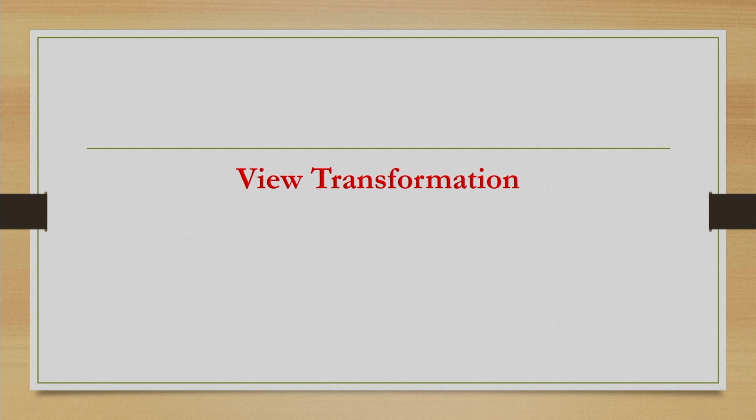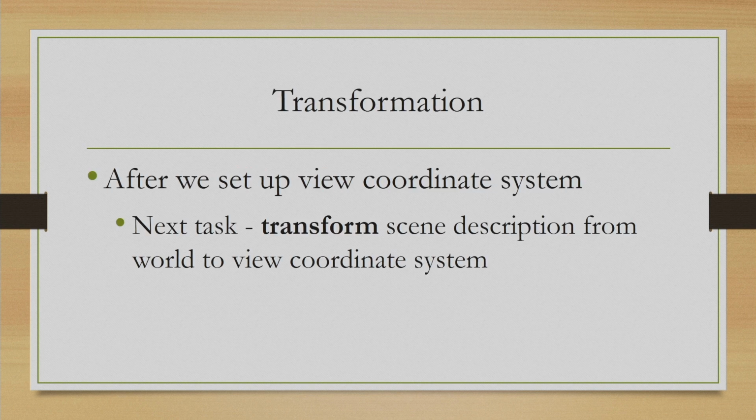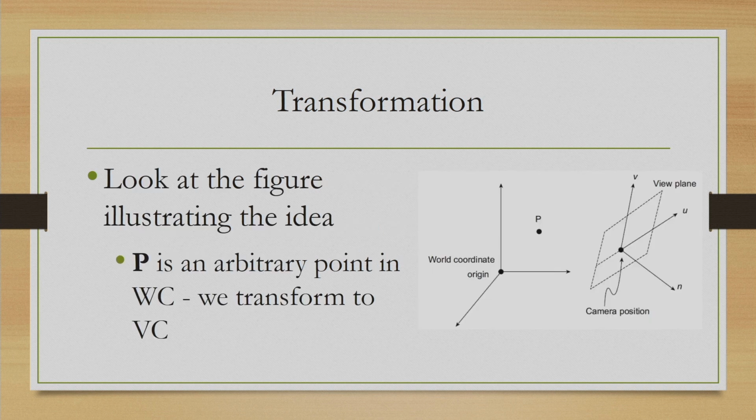Now, once the coordinate system is defined, our next task, that is the second part of the process, is to transform the object definition from the world coordinate system to the view coordinate system. Let us see how we can do that. So, in order to transform, we need to perform some operations. To get an idea, let us have a look at the figure here.